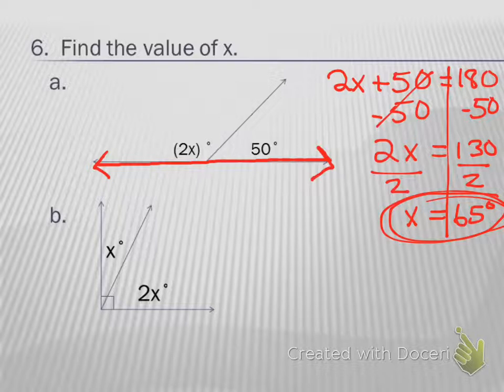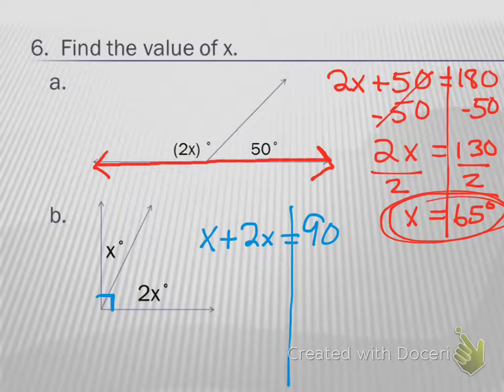Number 6, part B. I see this little box. What does the box mean? 90. So when I take x and I add 2x to it, when I put those angles together, I should get a 90-degree angle. Now, I have x's on the same side of the equal sign. So what can I do with them? I can combine them. What's 1x plus 2x? 3x. Good. You don't have to do any fancy tricks to get them together. They're already together, so add them together.